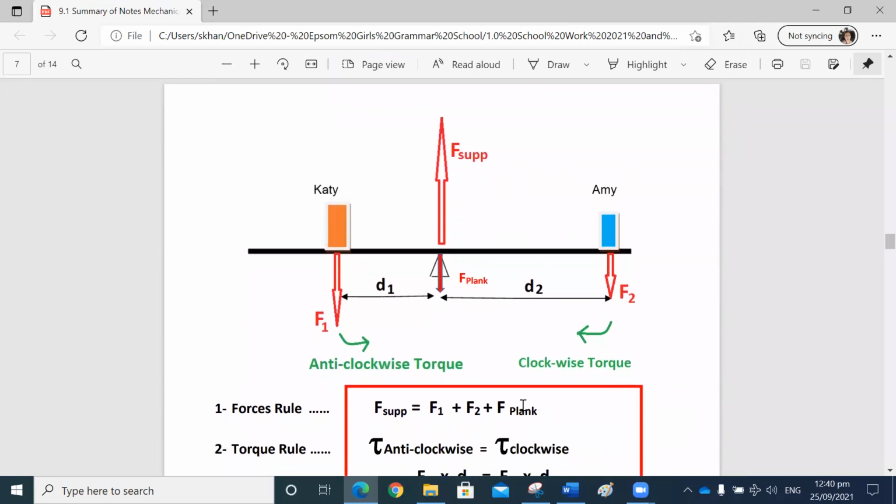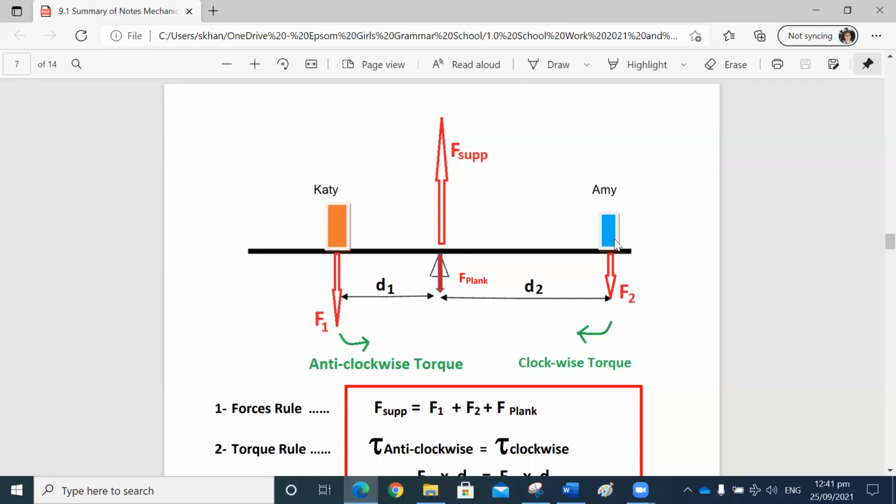So say, for example, there's a pivot, and that could be a seesaw, and there are two people, Amy and Katie, sitting, and the seesaw is balanced. So that means this seesaw is not rotating, so it's in rotational equilibrium. Now, what are the conditions of rotational equilibrium? The upward forces should be equal to the downward forces.